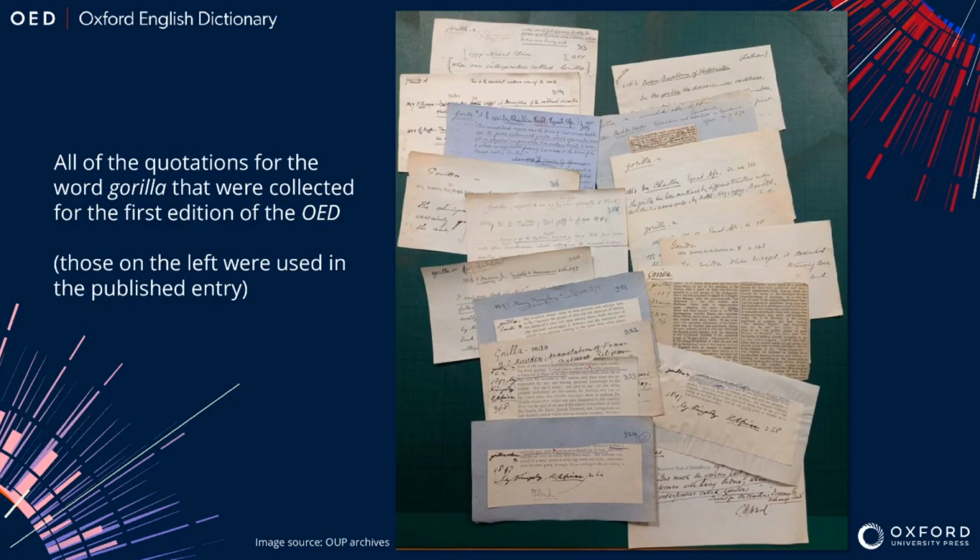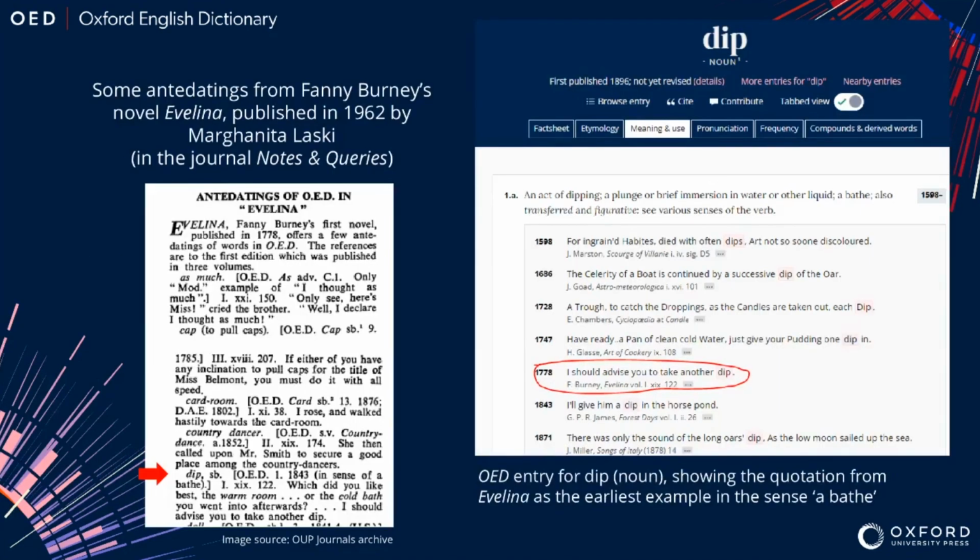Or if you were interested in the history of a particular word, you might look through texts which might have contained that word, and if you found any antedatings, you could then publish them or send them to the OED directly. Here's a typical example of a published list of antedatings. These were found by the British writer Margarita Lasky, who eventually sent in more than 250,000 quotations to the OED. She was one of the dictionary's great volunteer contributors.